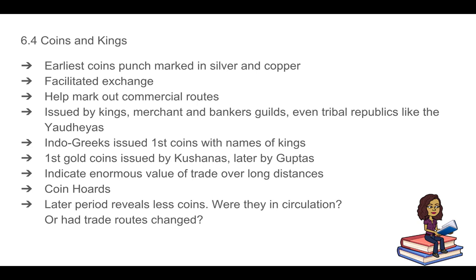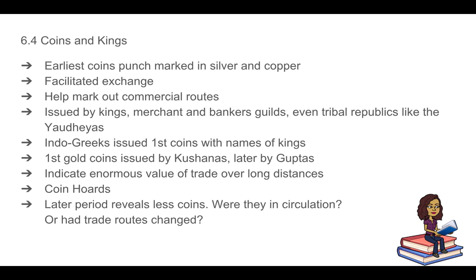The first gold coins were issued by the Kushanas and later the Guptas. The Kushana gold coins were almost of the same weight and value like that of the Indo Greek coins. Now, gold coins indicate enormous value of trade over long distances. We found a lot of coin hoards, which may reveal which were important centers of exchange, how the routes were mapped out.